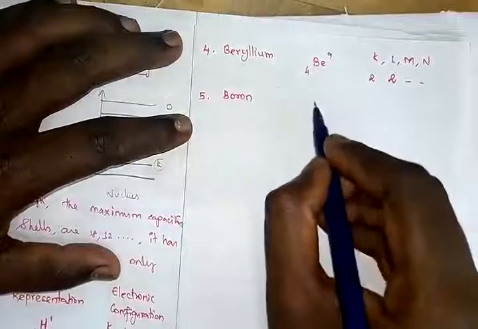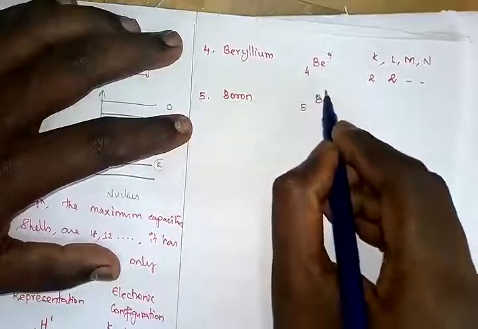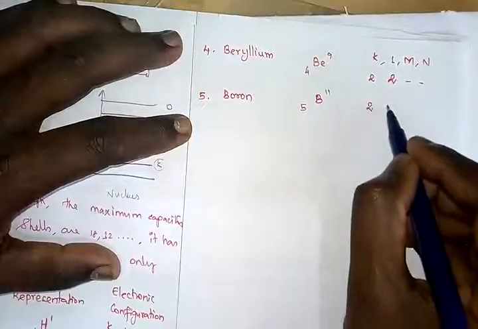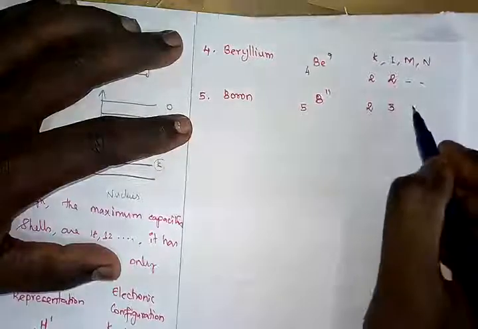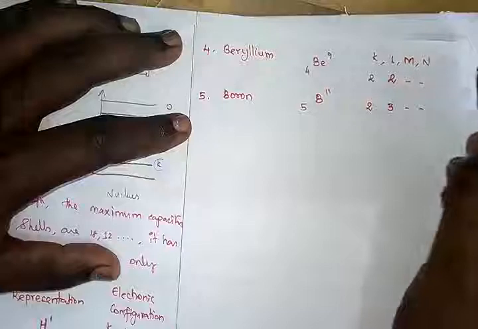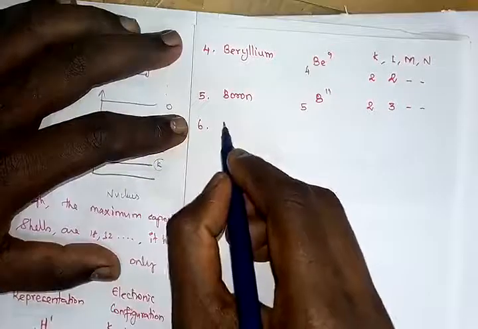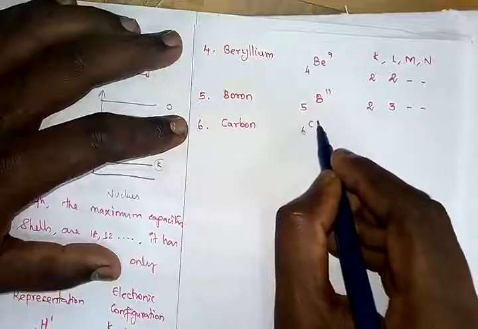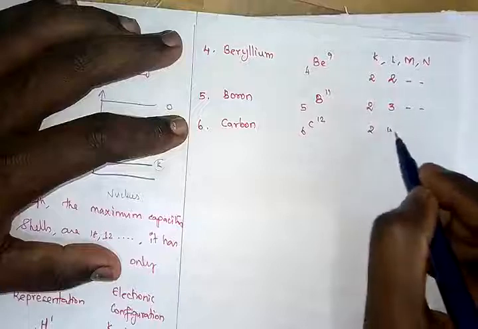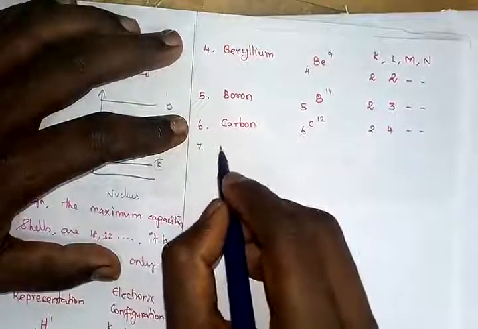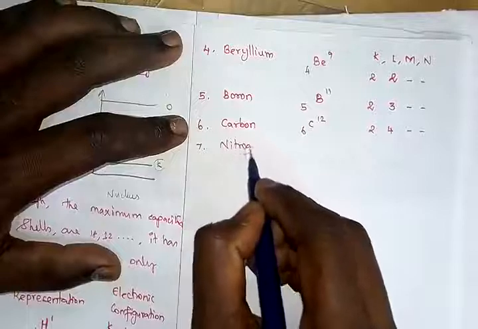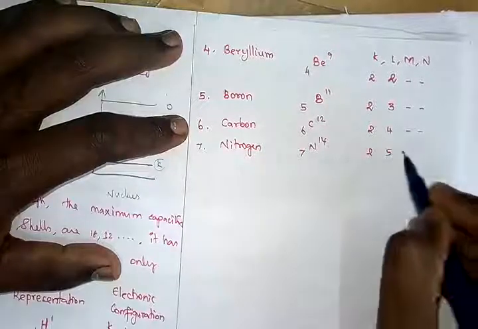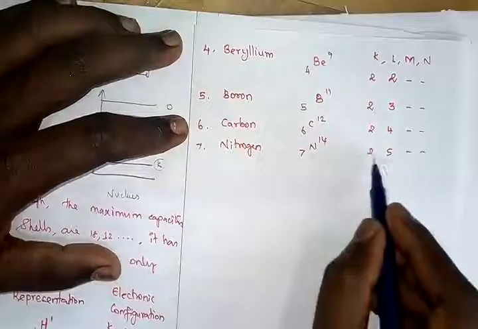Now the next one, 5, boron. So we will write 5B11. It has 5 electrons in it. So how do you fill it? 2, then 5 minus 2 is 3. The other shells are empty. Next one is 6, that is carbon. So how do you fill it? 6C12, so 2 comma 4. The next one is 7, that is nitrogen, 7N14, so it is 2 comma 5, right, because it has 7 electrons in it.